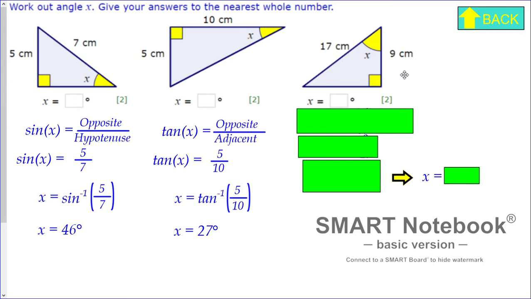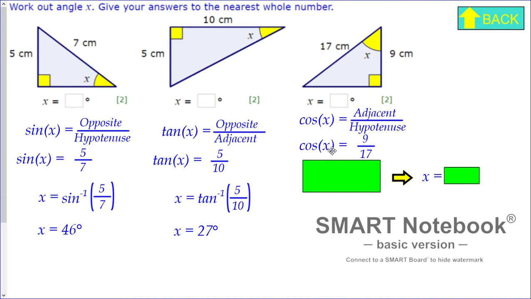The last one, the third one, with respect to this angle x. Now they've moved the x on you. They've put it up here. Usually it's down here, but now they've got it up here. So the longest side is the hypotenuse. That's the hypotenuse. And the side adjacent to x is 9 centimeters. So we have adjacent divided by hypotenuse. That's the cos of x. The cos of x equals adjacent divided by hypotenuse. Substitute your values, 9 and 17.